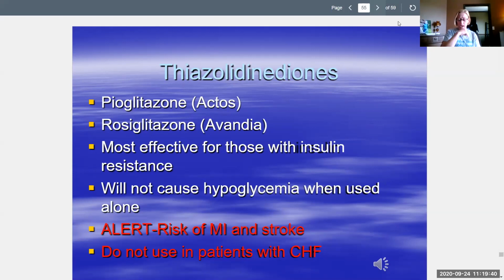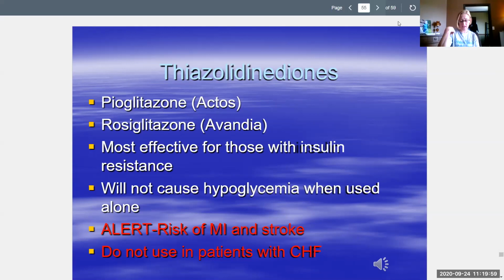Heart patients shouldn't be on these because they can cause myocardial ischemia. I'm not exactly 100% sure of the mechanism of action for why it does that, but our heart patients in general should not be on our TZDs.